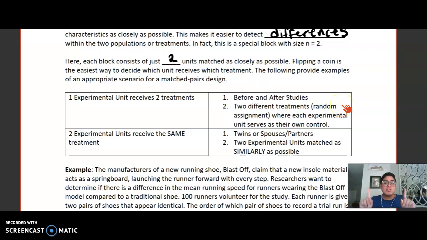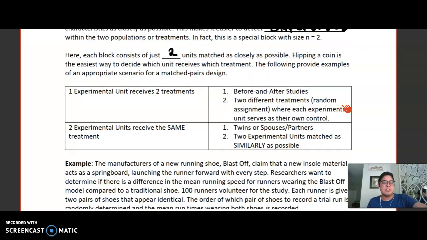Or maybe you can have 2 separate experimental units that receive the same treatment. And this could be something along the lines of twins or spouses and partners. Or this could be 2 experimental units who are matched as similarly as possible. So for example, a male and female graduate from Texas A&M University that both majored in electrical engineering that are working at a similar type of engineering firm, and we're comparing their salaries and whatnot. So we're just trying to match as similarly as possible here.